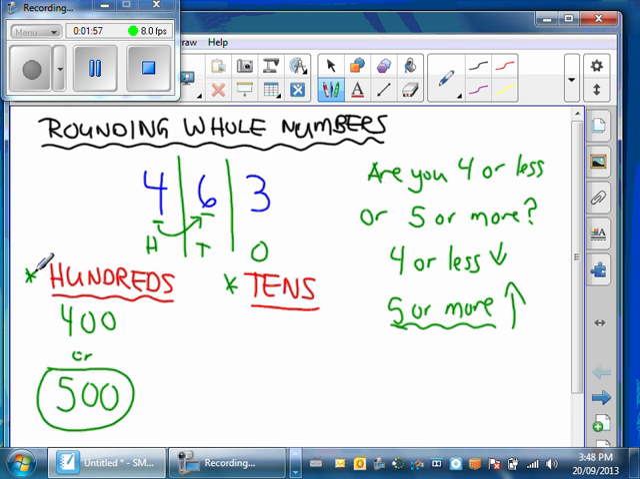We now need to round to the nearest tens, which means that we identify the tens column, and we need to say to ourselves, are we going to be rounding you to 460 or to 470? Well, the exact same principle applies. We identify our 6, and then we ask his friend to the right, are you 4 or less, or 5 or more? Well, in this case, he is 4 or less. So therefore, this number is going to round down to 460 instead of going up to 470.